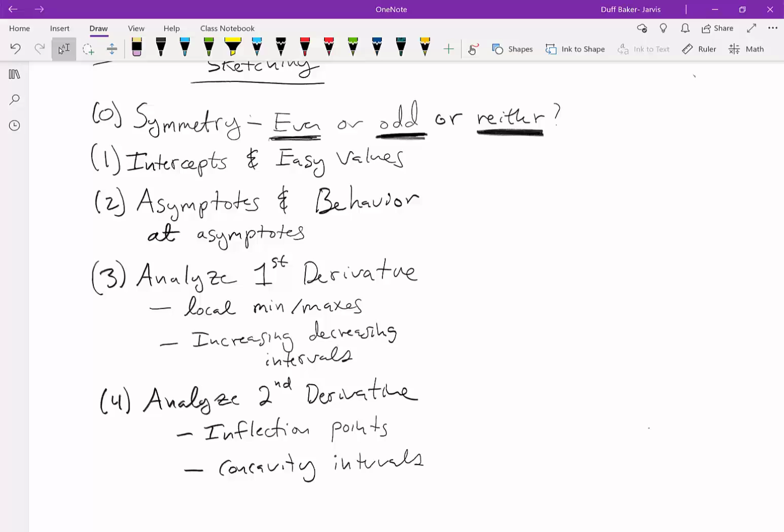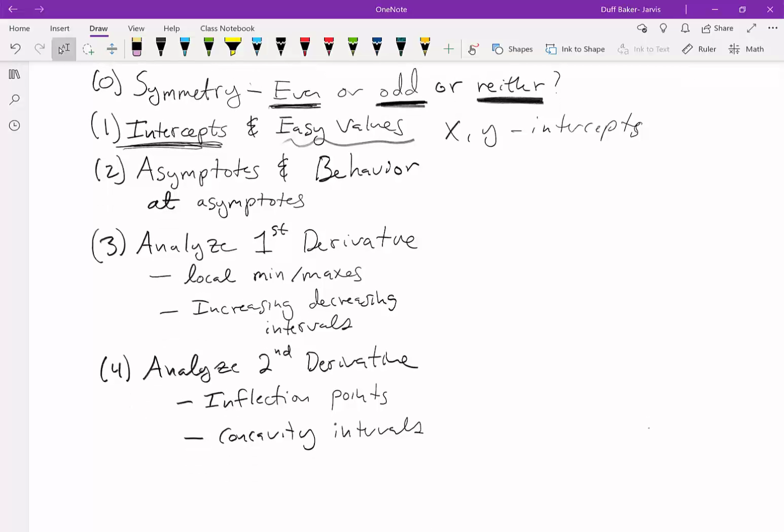The second part that we're going to be working through is what I called intercepts and easy values. We're going to be concentrating more on the intercepts part of it. There are functions where you might be interested in certain values that you could just plug in. So here I really mean, what are the x and y intercepts? And this helps you get a few points on the graph.